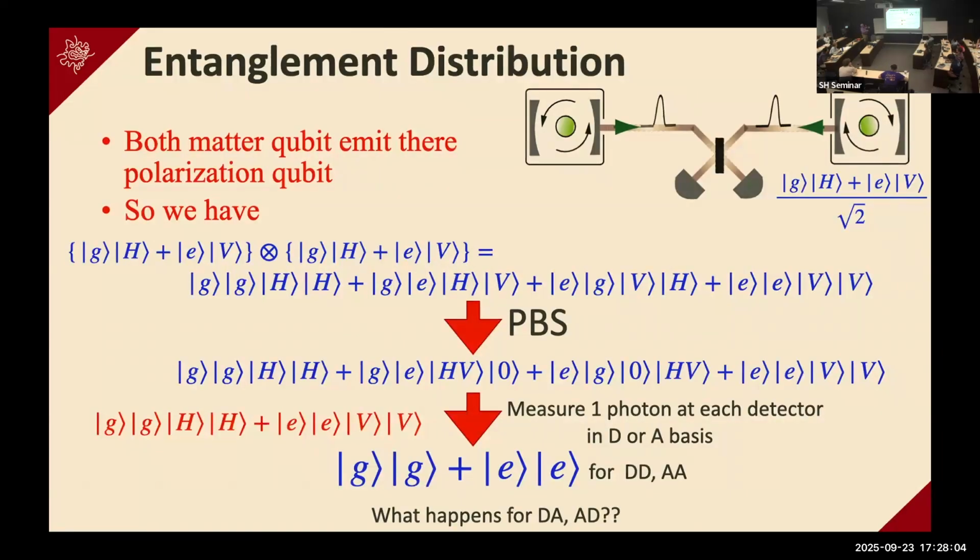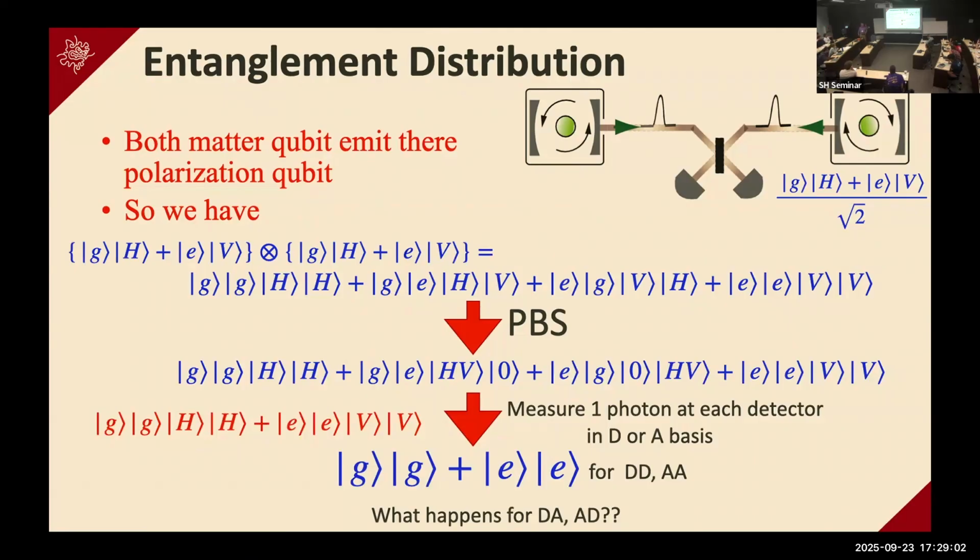Both emit, so I'm going to have a state like GH plus EV on Alice's side, GH plus EV on Bob's side. You can write all the terms out, and this is one of the nice reasons for using a PowerPoint presentation, rather than having to write all over the board. We can then put this through a polarizing beam splitter here, and what I want to point out is that in this case up here, every photonic mode has either H or V polarization. But when it comes to the polarizing beam splitter, I still have some cases where it's H and H, V and V, but I have other cases where we've had bunching. Both polarization photons now end up in one mode. HV in one mode, nothing in the other, or vice versa.